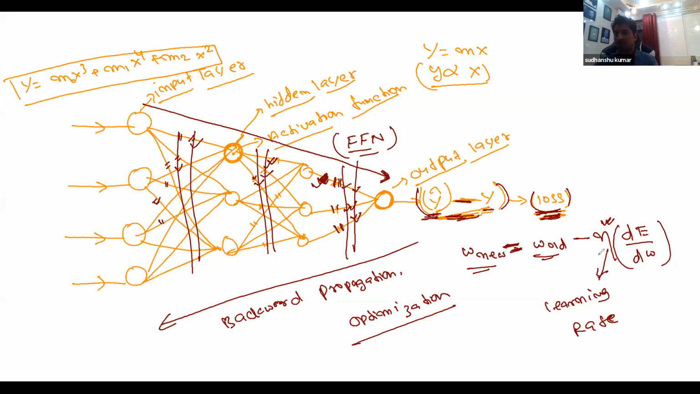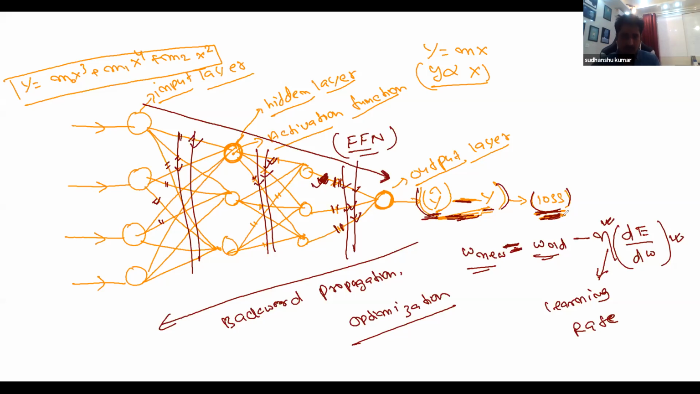I'll talk about what is the meaning of learning rate in just a couple of minutes. I'm going to talk about that. So it will try to give you a new weight, and new weight is nothing but old weight minus eta into dE by dW. Now what is the meaning of this?